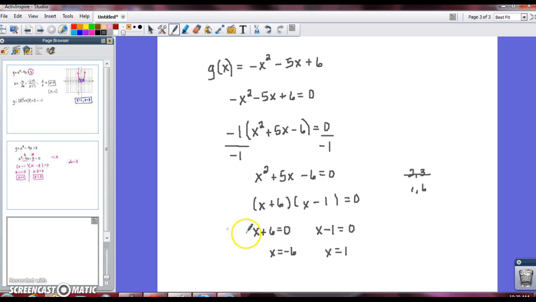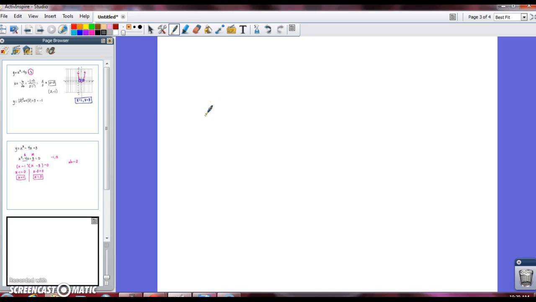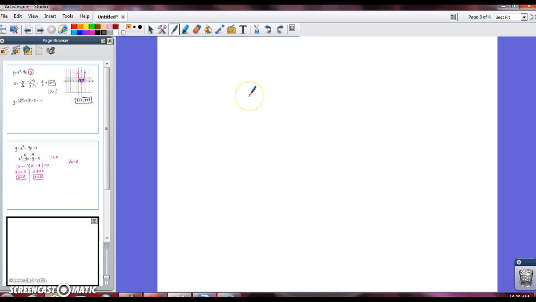We can also work backwards. Sometimes they will give us our roots. And I'm actually going to go right back to this problem here, and I'm just going to work it in reverse. So let's say I know my roots are 1 and 3. That means that x equals 1 and x equals 3. So I'm literally just working backwards.